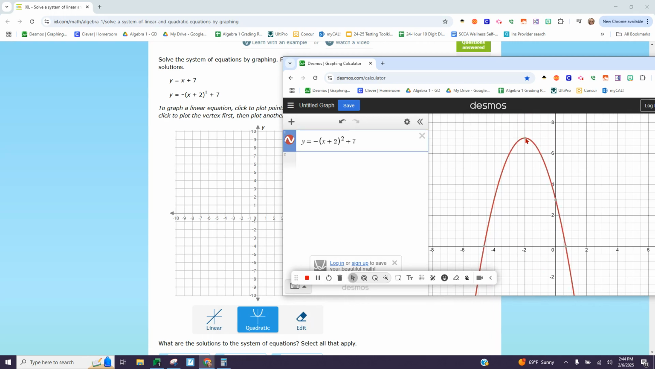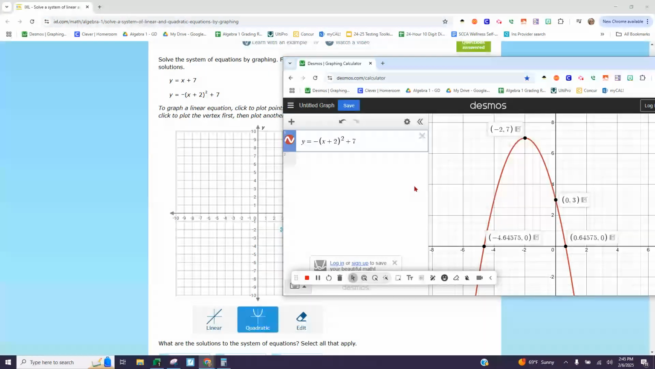Now, how do I know where all of these points are going to go? Well, there's a couple things you can do here. You can go through and you can see that the vertex, the highest point, is at -2, 7. And then the quadratic crosses the x-axis here and here. It also crosses the y-axis at 0, 3. So these points here, 0, 3, and the vertex would be the easiest to use to draw your graph in iExcel.